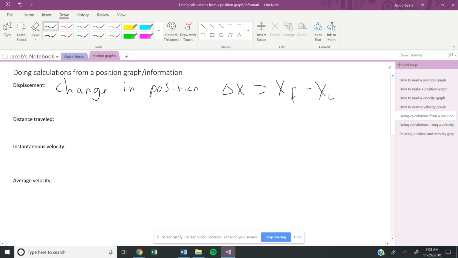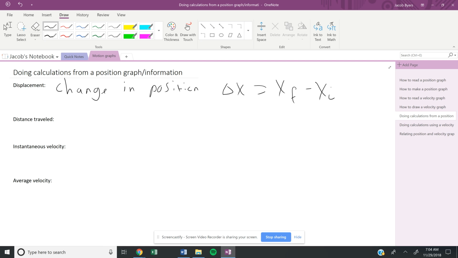If today I have $30 in my wallet and tomorrow I've got $20 in my wallet, I know I've lost $10 because I have $20 and I started with 30. So you just do 20 minus 30. Same thing with position. You just take your final minus initial. If you end at 10 meters and started at 2, you've moved 8 meters.